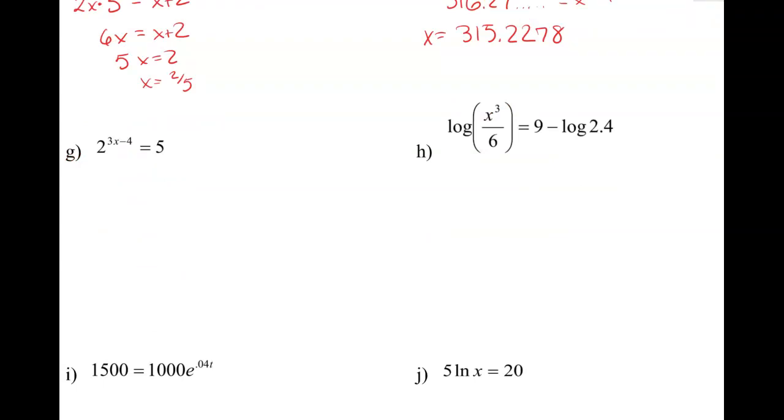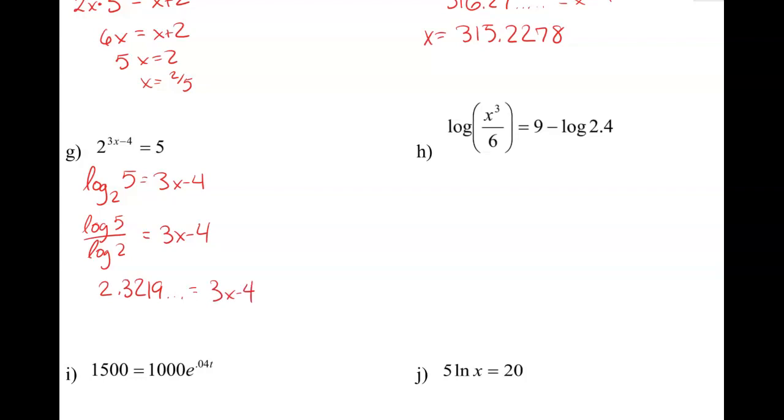Alright, on G, I've got 2 to the 3x minus 4 equals 5. So I got the stuff with the exponent completely by itself, which means that we're ready to take a logarithm. So then I'm going to have log base 2 of 5 is equal to 3x minus 4. Alright, I can take the change of base formula, so I've got log of 5 over log of 2 is equal to that 3x minus 4, which is going to give me a nasty decimal, to be honest, which is approximately 2.3219 is equal to that 3x minus 4.